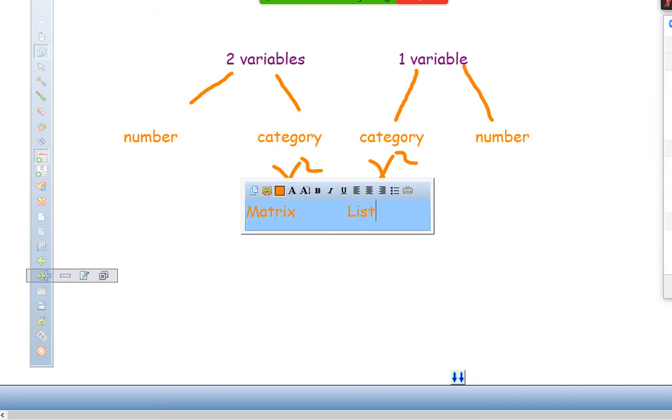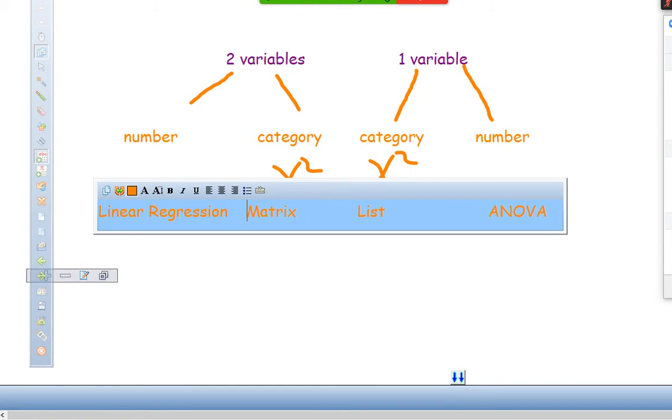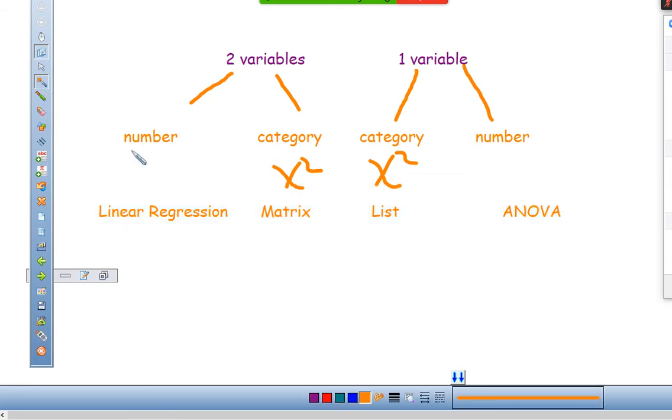If it's just one, then it's just a list. Now, if one variable is a number, then we're looking at ANOVA. And I guess I should go ahead and give you, if it's back there, then it would be two variables, then we're looking at linear regression. Okay. So those are kind of the possibilities you've got.